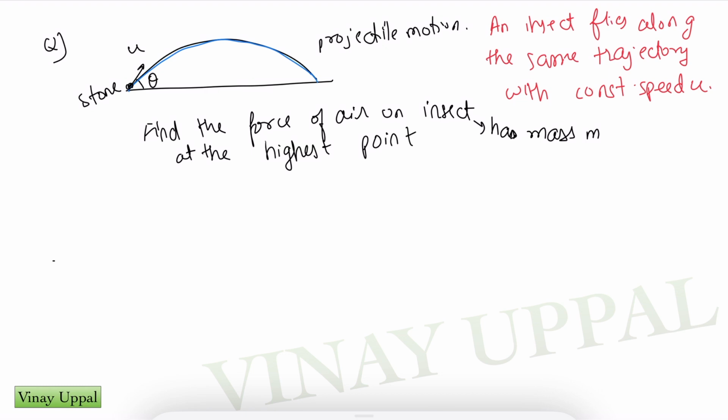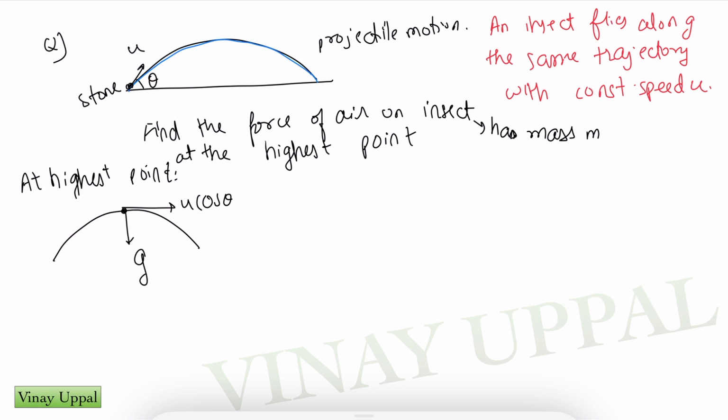So at the highest point in the projectile motion, what is the radius of curvature? I know the acceleration is g, I know the velocity is u cos theta, and the acceleration is entirely perpendicular to the velocity, so the radius of curvature will simply be v squared by acceleration, so u squared cos squared theta by g.